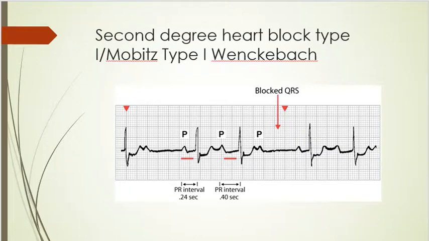What happens, as you see in this second degree type 1, is a progressive prolongation. You'll see the P wave with a 0.2, then a 0.24 interval, then a 0.40, and then there's a blocked QRS. So you just have a P wave and then no QRS. It's a progressive prolongation, and then it doesn't conduct. All you'll see is a P, and it didn't even hit the ventricle. So that's what you'll see.